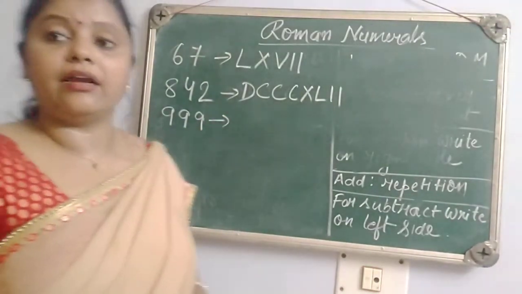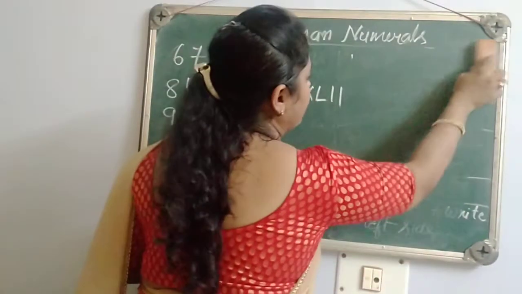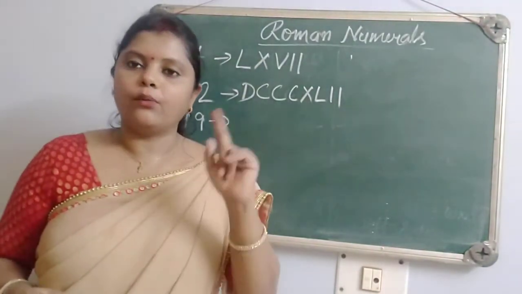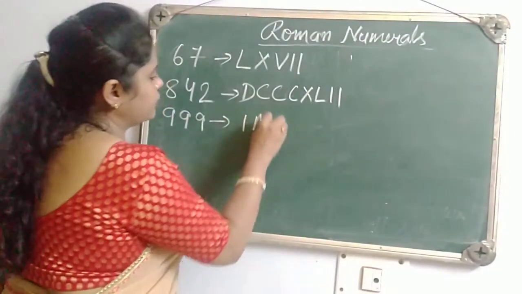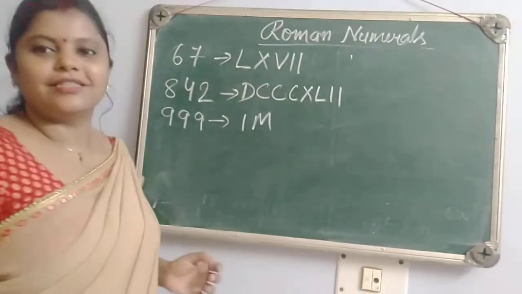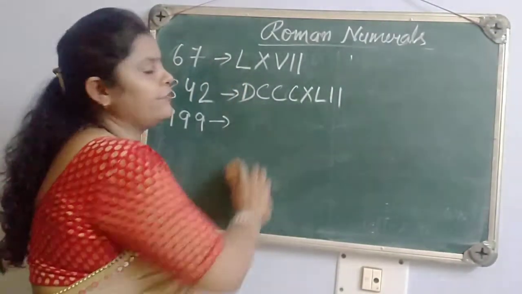I have written 999. Some students make one mistake. What actually do they do? 999 means 1000 minus 1. So some of the students write this one. This is the symbol for 1000 and they subtract 1. No. This is not the way you are going to perform. In Roman numerals, we never do this.